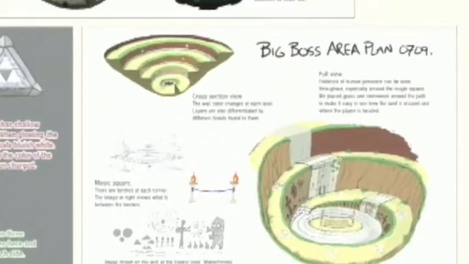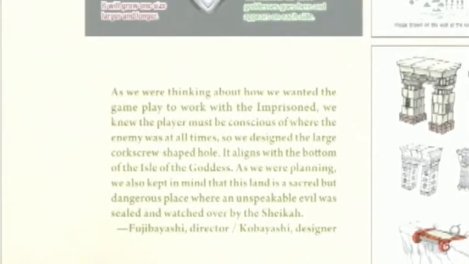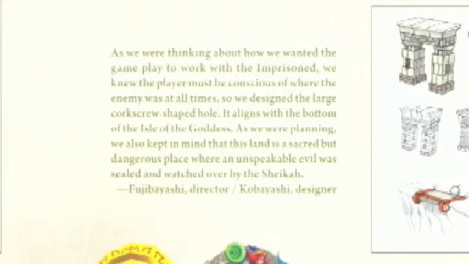So here's a bunch of interesting stuff. You got all these planned out cue cards to figure things out. As we were thinking about how we wanted the gameplay to work with the Imprisoned, we knew that the player must be conscious of where the enemy was at all times. So we designed the large corkscrew-shaped hole. It aligns with the bottom of the Isle of the Goddess. As we were planning, we also kept in mind that this land is a sacred but dangerous place where an unspeakable evil was sealed and watched over by the Sheikah.